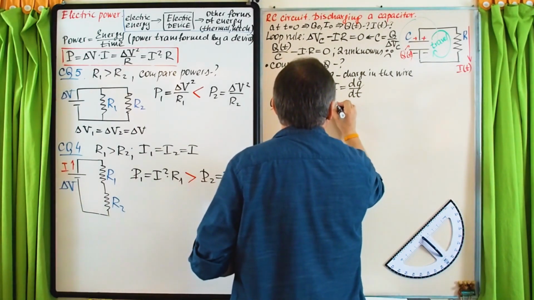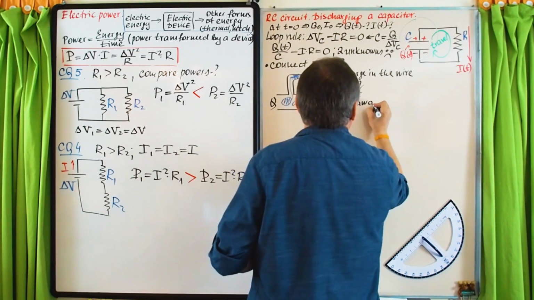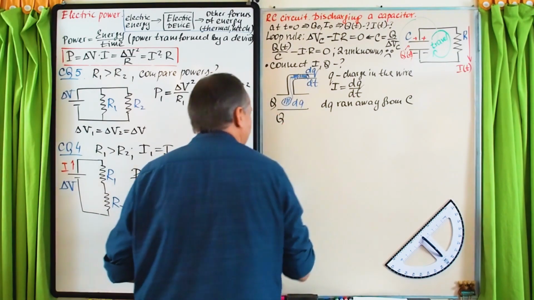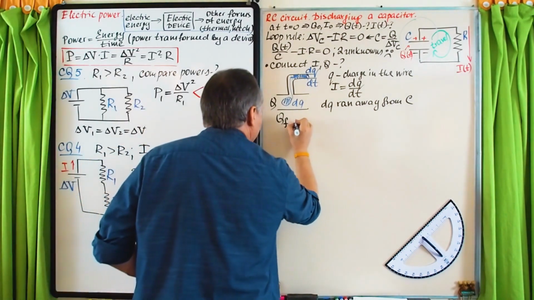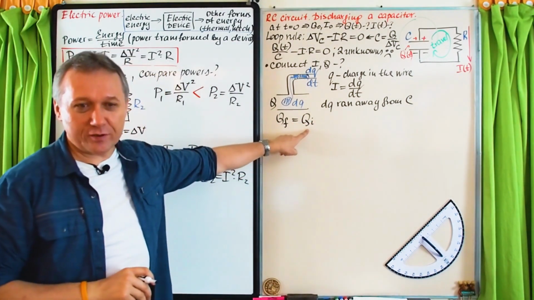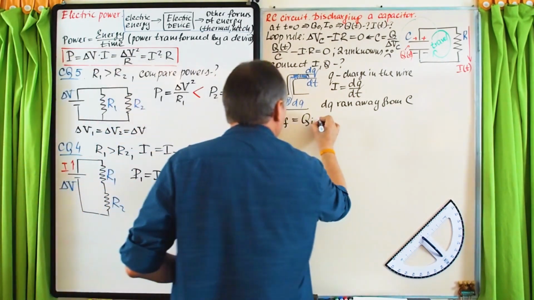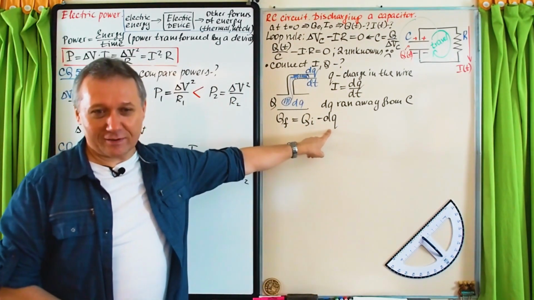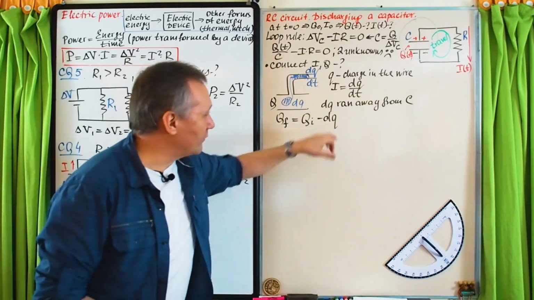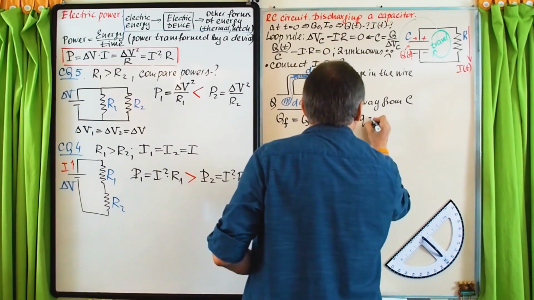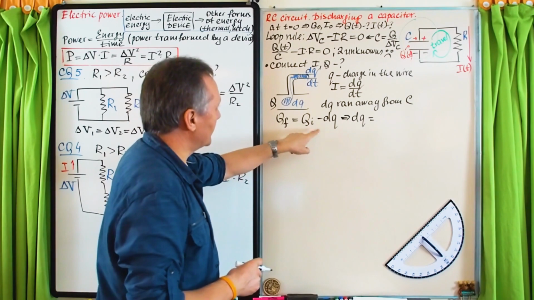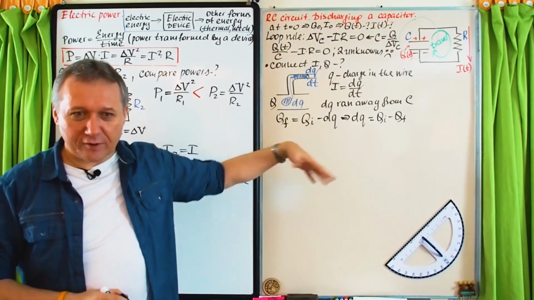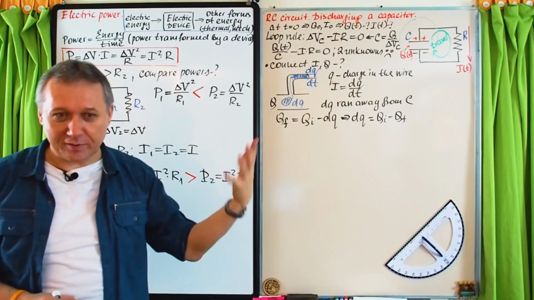So let me write: dq ran away from the capacitor. As a result, I can write the charge in the capacitor: Q final equals Q initial, where Q initial is before dq ran away and Q final is after, of course Q initial minus dq. Right? Simple logic. This is smaller because this number of people ran away. Okay, let me solve it for dq. So dq goes to this side, Q final goes to that side. It will be Q initial minus Q final. Right? So that's simple logic. Five people went away, so as a result, the number of people becomes smaller.